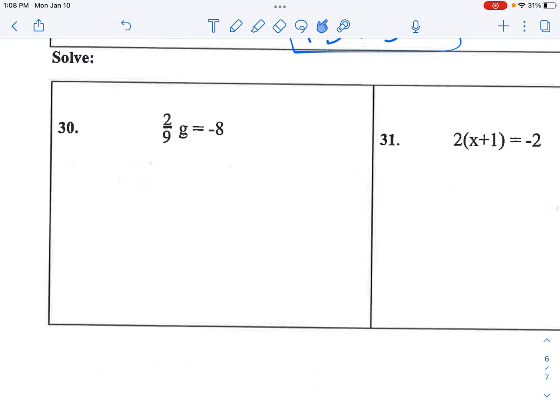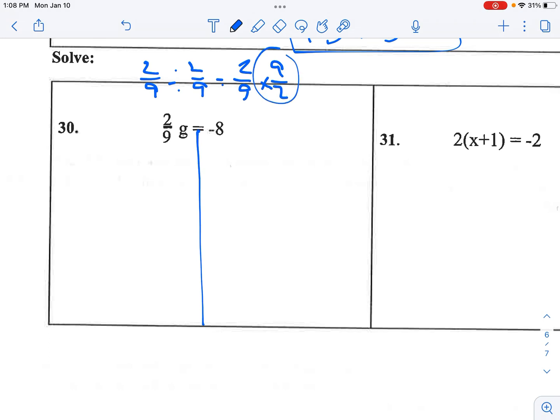Last two. Okay, this is an equation. It's not an inequality. There's an equal sign. So 2/9 times what is equal to -8? The opposite of multiplying by 2/9 is dividing by 2/9. Remember, when you divide by 2/9, you multiply by the reciprocal. So that's why, to solve this, we're going to multiply the left by 9/2, and we're going to multiply the right by 9/2. So this is all going to cancel down to 1.